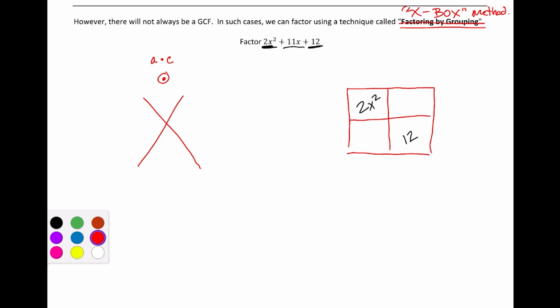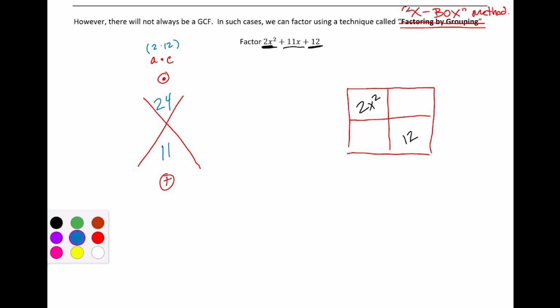All right, so 2 times 12, I'll just write that up here. 2 times 12 is 24. So I'm going to put 24 here. And then the number that you're trying to find the sum for will be that middle term, right? That's our whole goal here, to find two terms that add up to 11x.